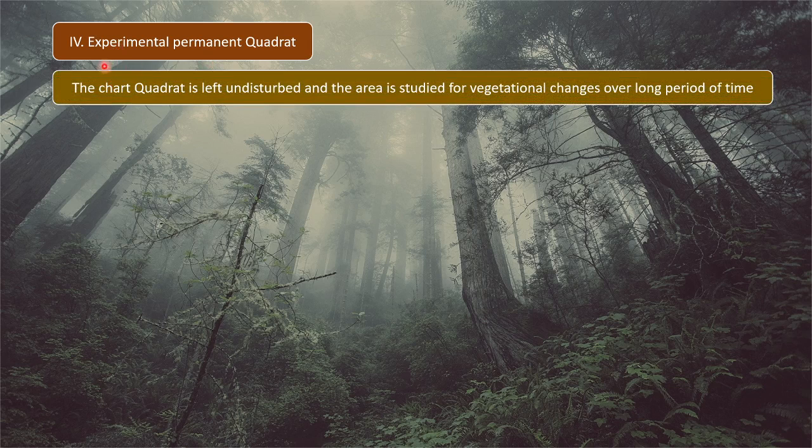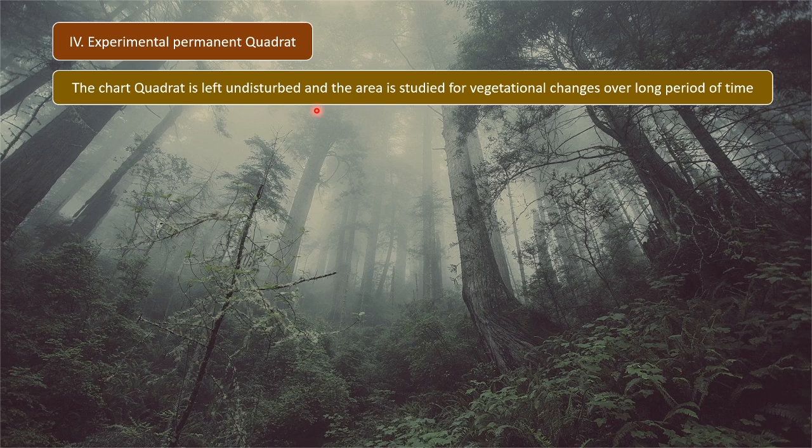So what we do in an experimental permanent quadrat, the chart quadrat is left undisturbed and the area is studied for vegetational changes over a long period of time. Whatever quadrat we have taken, we will keep it undisturbed in that area, right? We are not going to disturb that area, and the quadrat will be kept as it is. This is done for a very long period of time for experimental purpose.